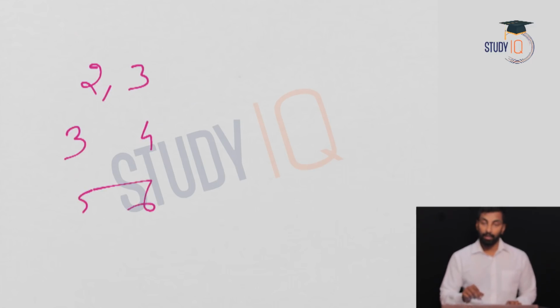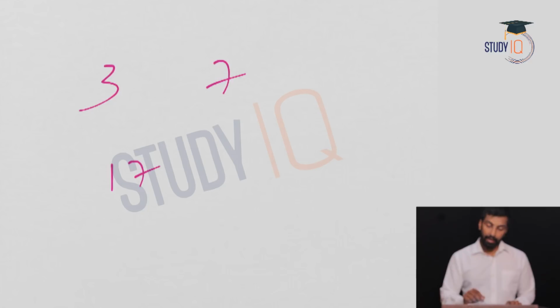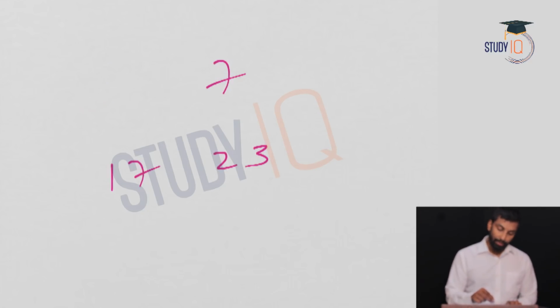Now, if you see two consecutive natural numbers, let's take 2 3 or 3 4 or 5 6 or 17 18, two consecutive natural numbers are always co-prime numbers. Similarly, if you take two prime numbers, obviously they will be co-prime numbers. 3 and 7 are co-prime numbers. 17 and 23 are co-prime numbers. So two consecutive natural numbers are co-prime numbers. Two prime numbers will be co-prime numbers.